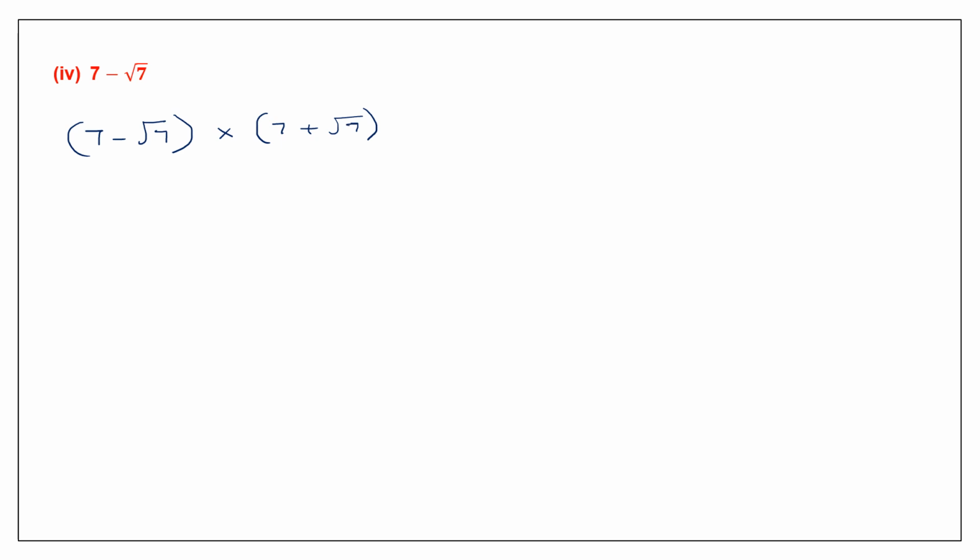So here also, this is the form of a plus b into a minus b. So how is that identity? A plus b into a minus b is equal to a square minus b square. So let's do that here. A square will be 7. 7 is a, isn't it? So 7 square minus b square, which is root 7 square.